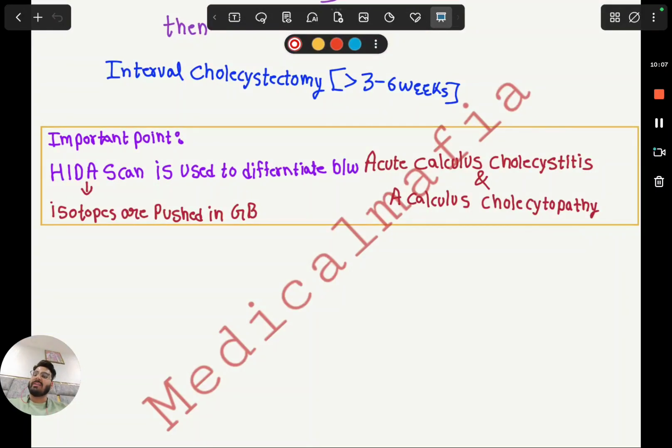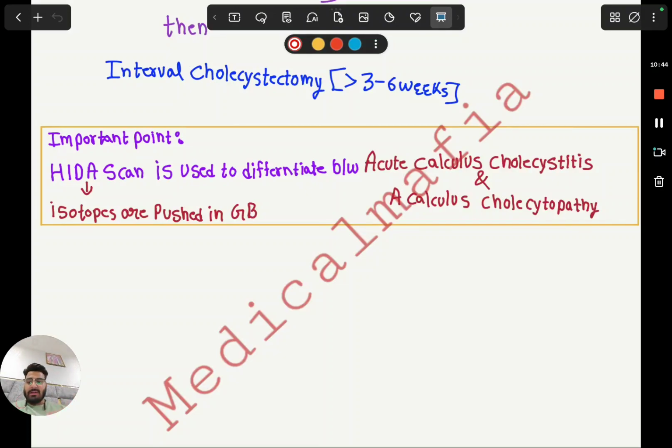An important point is that the HIDA scan is used to differentiate between calculous cholecystitis and acalculous cholecystopathy. Calculous means a stone is present. Acalculous means no stone is present, yet we still find a gallbladder with stasis. The reason is that when the surgeon was doing surgery, sometimes they cut the motor fibers, and due to this, the motility of the gallbladder is lost, so it cannot secrete out its stored secretions.